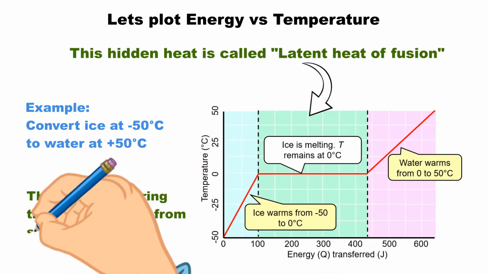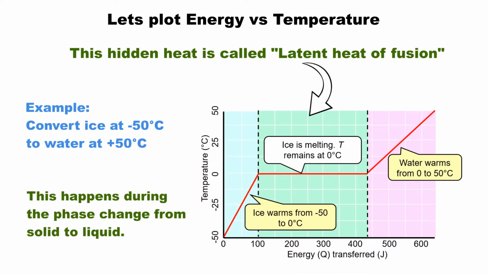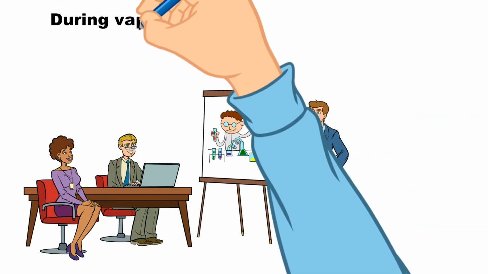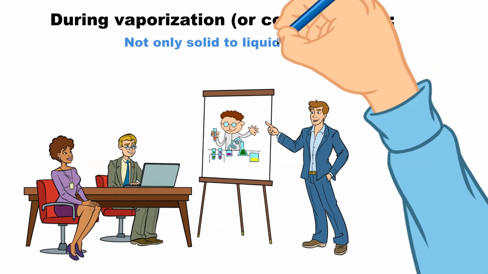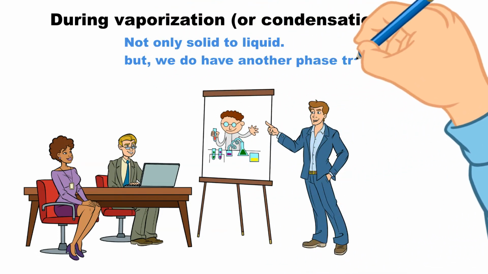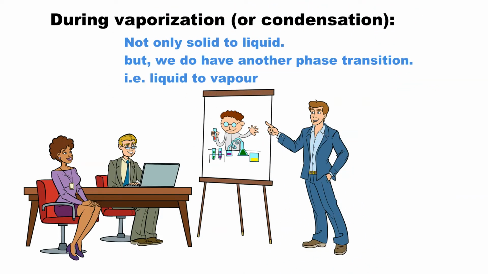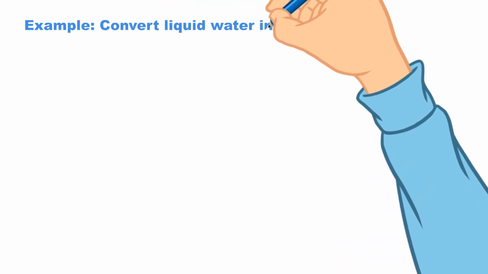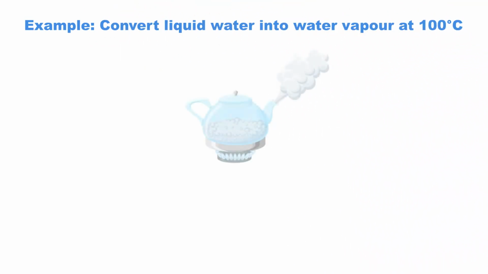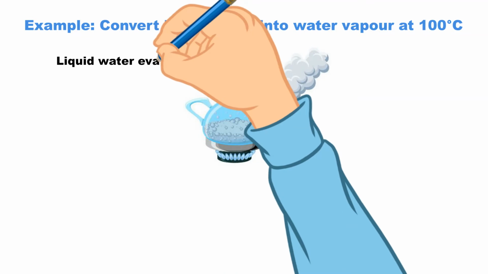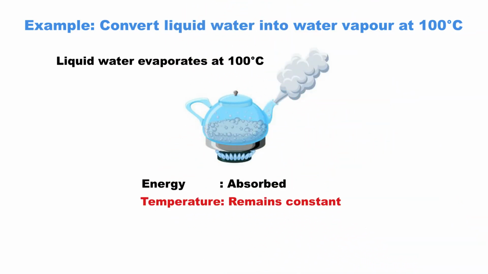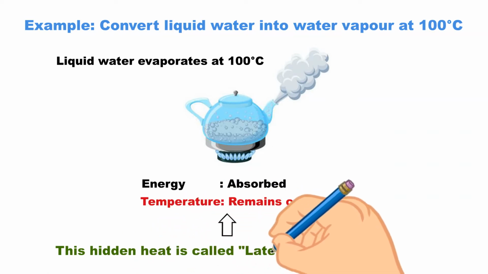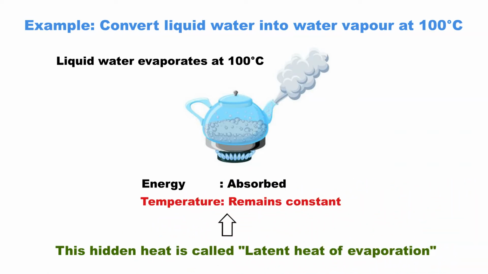Note that the latent heat is a phenomenon of phase change. Not only during solid to liquid phase change, but also, latent heat can be found during liquid to vapor phase transition. For example, 2,260 joules per gram of heat energy is absorbed during liquid water evaporates into water vapor at 100 degrees Celsius. This heat energy is called the latent heat of evaporation.